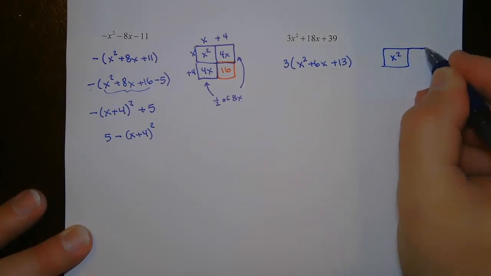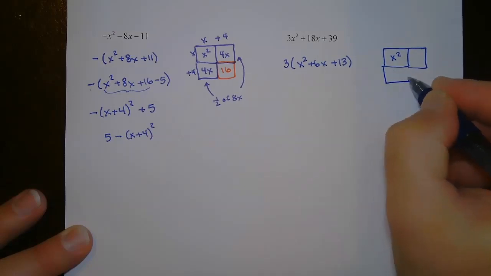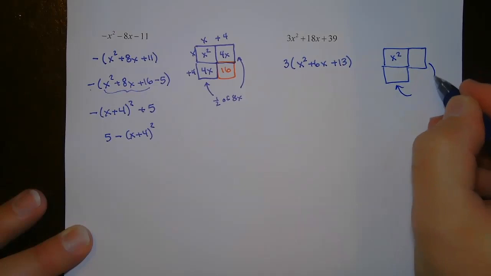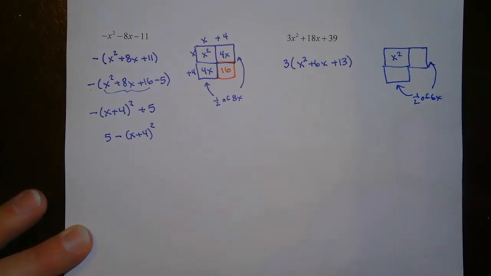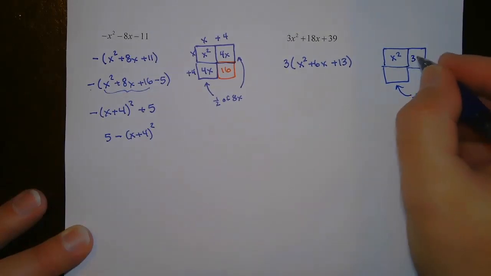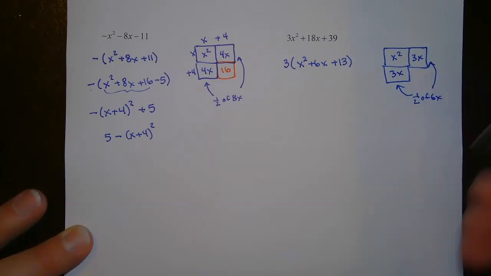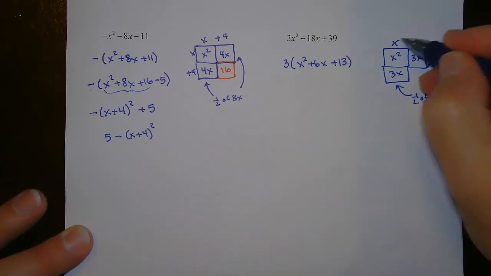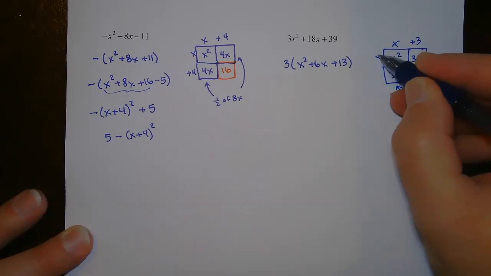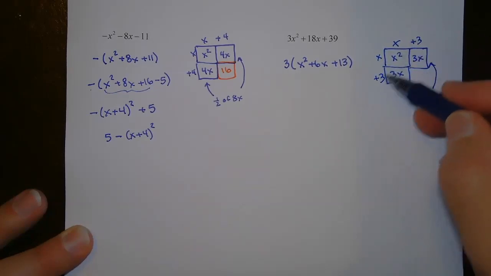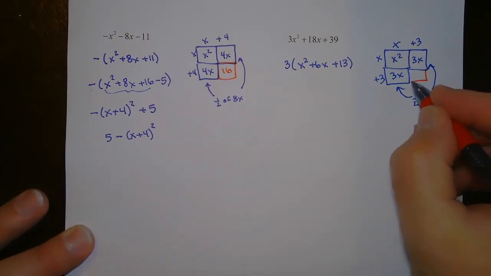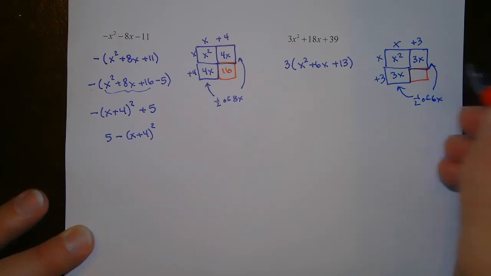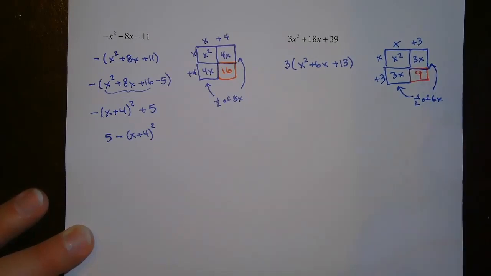and then off to the right and below the x squared, these two pieces have to be the same. So I'm going to put half of 6x. Okay, so that would be 3x and 3x. And then factoring it, that'd be x plus 3 and x plus 3. These two always have to be the same because it's a square. All right. And then what's the piece that's missing? The piece that's missing is 9. So that's this little piece. That's the piece that we need to complete the square. Okay. So that's 9. All right.